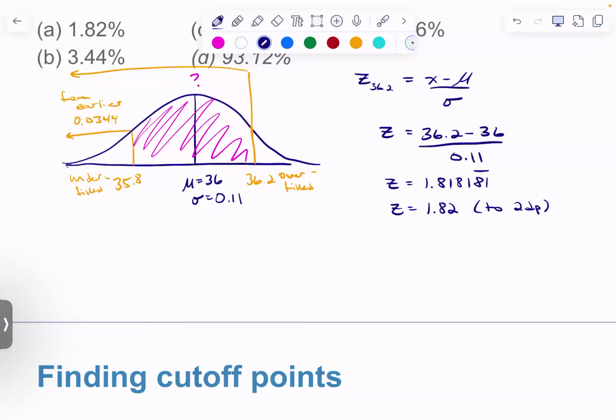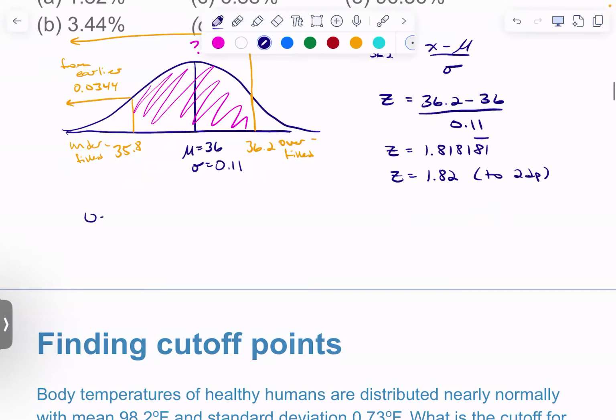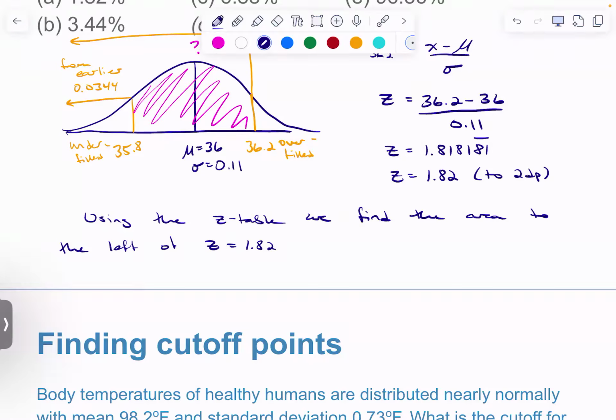And so now, using the Z table, we find the area to the left of Z equal to 1.82, right? Notice that I always do the area to the left because that's what the Z table gives us. If I need the area to the right, I would have to add on to my sentence afterwards.